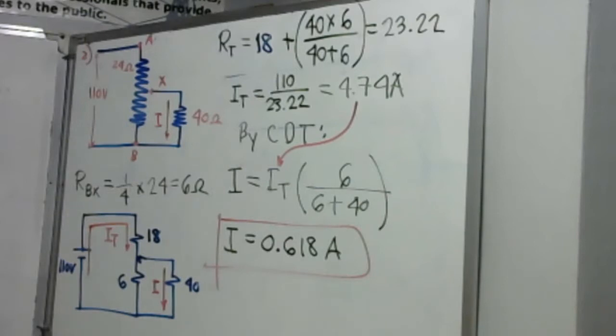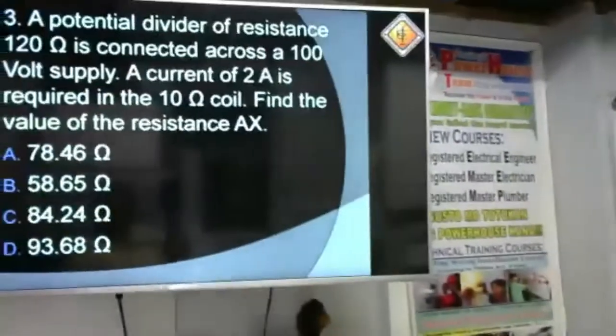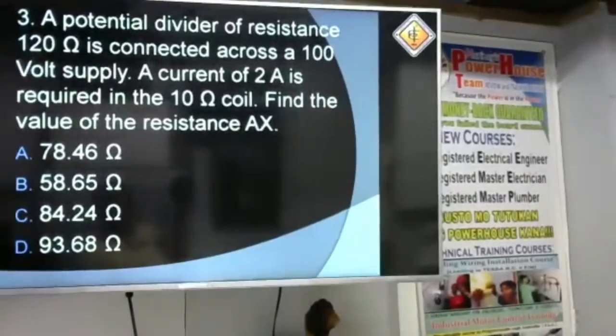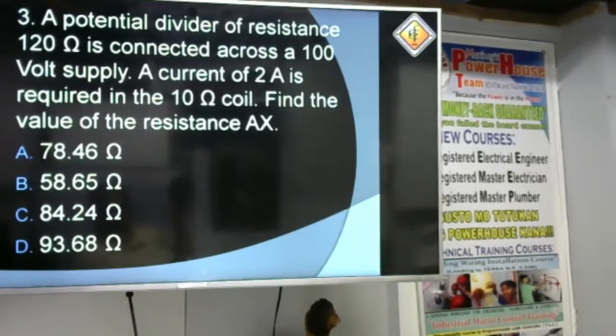Actually, we have another potential divider. Okay, let us read the problem. A potential divider of resistance 120 ohms. So, the value is 120 ohms. Is connected across a 100 volt supply. So, this is 100 volts.